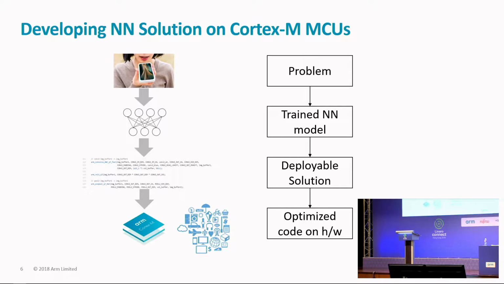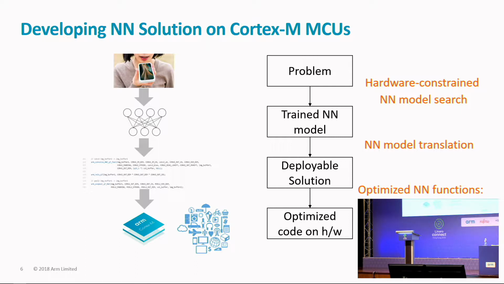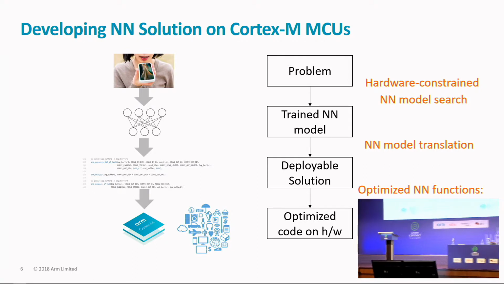So the steps for doing this involve deciding what kind of neural net model you're going to use for your application domain, translating that model, once you've got it, into something that can be deployed onto the microcontroller, because large-scale neural net frameworks simply won't fit, and then using a set of optimized functions to allow you to run the model fast, run the model small, and run the model energy efficiently.